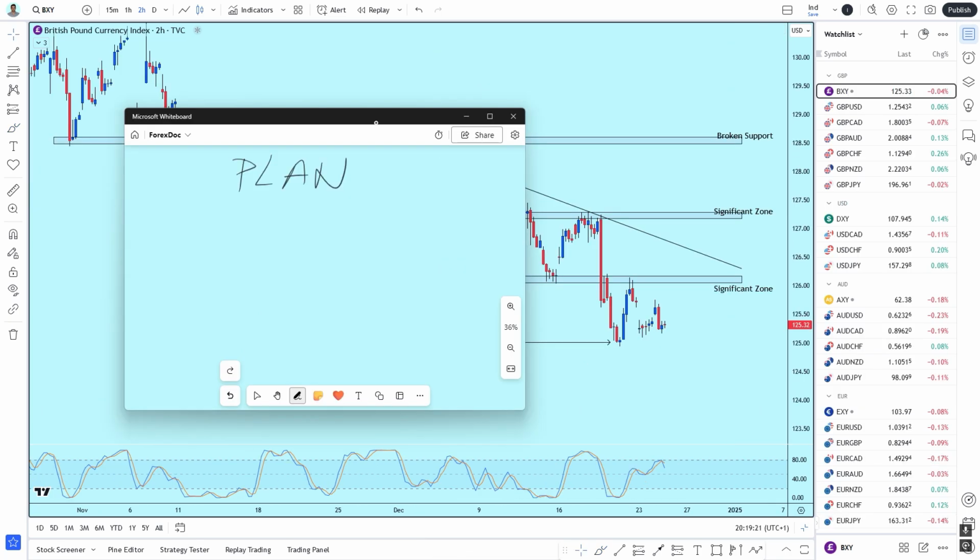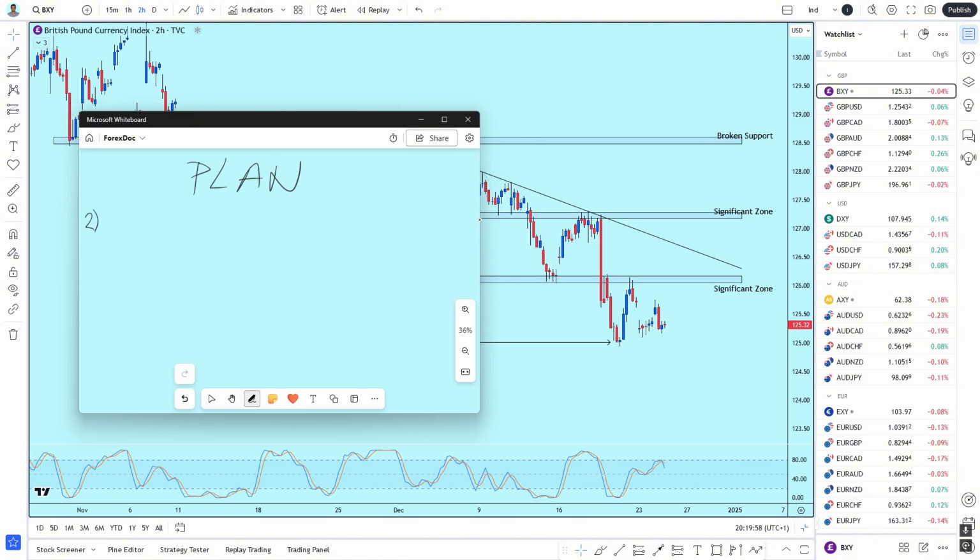Now we want to continue with our plan, and what we will do is write what we just saw on charts. So British pound is going down. US dollar is going up. Australian dollar is going down. Euro is going down. New Zealand dollar is going down. Swiss franc is also going down. Canadian dollar is going down, and Japanese yen is going down.